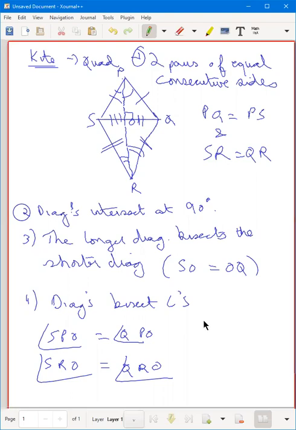And the last property is the other two angles are equal. So angle S will be equal to angle Q. So this whole angle is equal to this whole angle there. Let me say the vertical angles there.